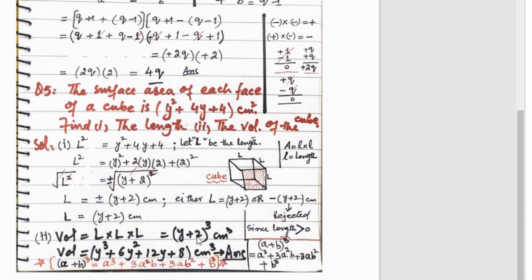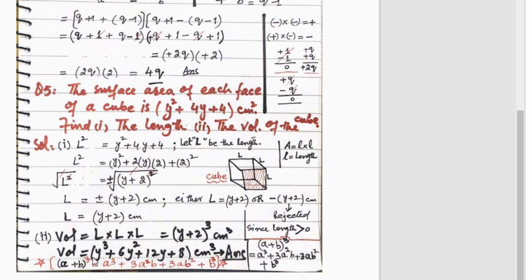Y plus 2 is one length, and here are three lengths, and these are being multiplied. So volume can be written as L cube, and length is y plus 2, so its cube is over here, centimeter cube. This is the volume of that cube. If you want to open it, which is not necessary, you will use a formula over here. What is the formula? The one with the star, between these two stars, I have given this formula and I am using it over here.